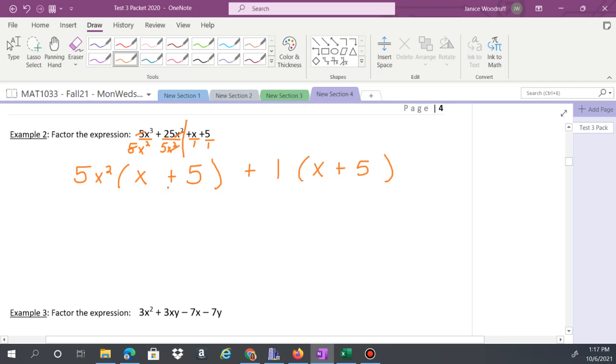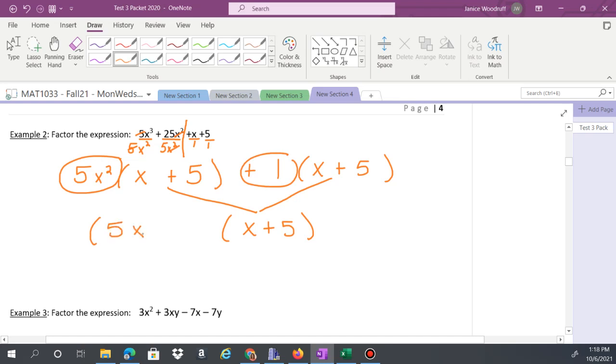Now, that's a lot of writing, so sometimes I just take a shortcut and say, if I factor this out, then I have one of these. And then I'm left with 5x squared plus 1. And that's fine to do, just like that. I factored out the x plus 5, so I write that once. What's left gets its own parentheses, 5x squared plus 1.